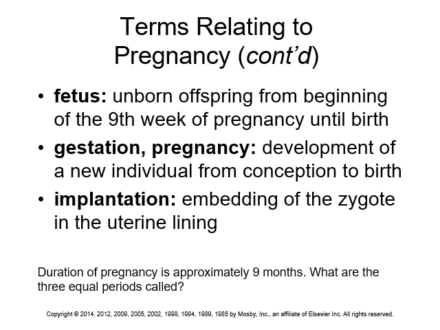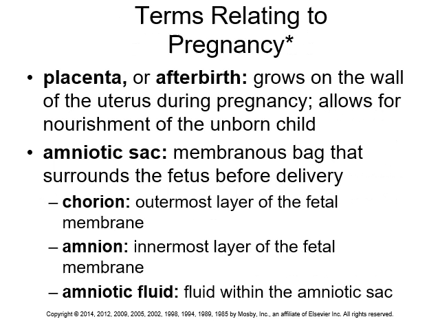During the duration of the pregnancy, which is typically 9 months, what do we call each of the 3 periods? We call those trimesters. Some more terms that relate to pregnancy. This is on page 317.